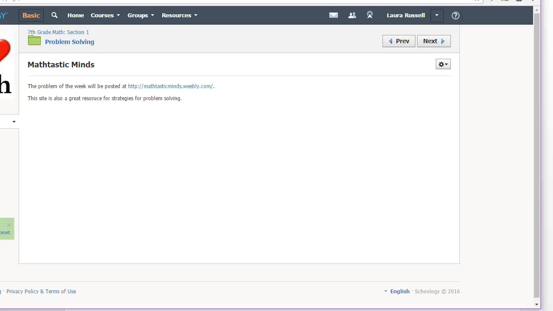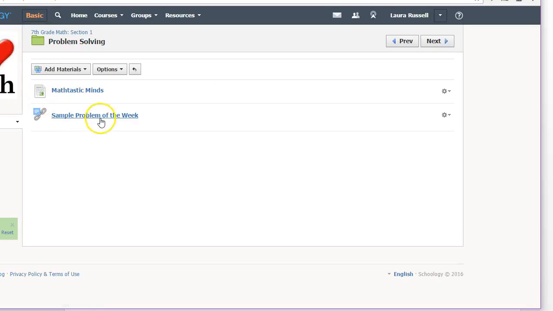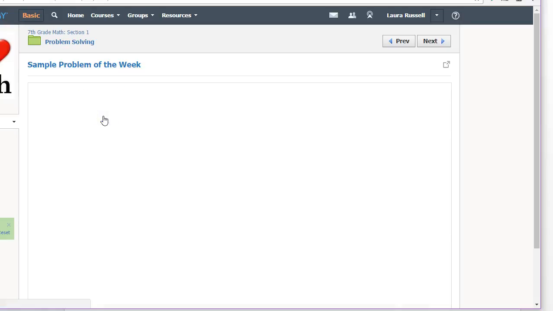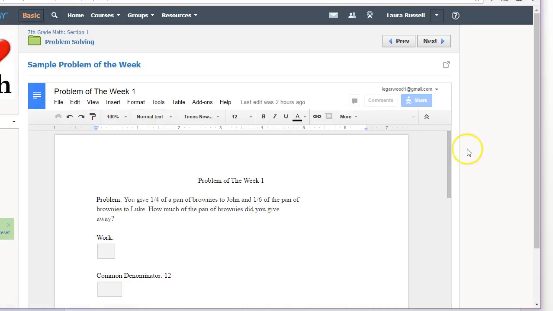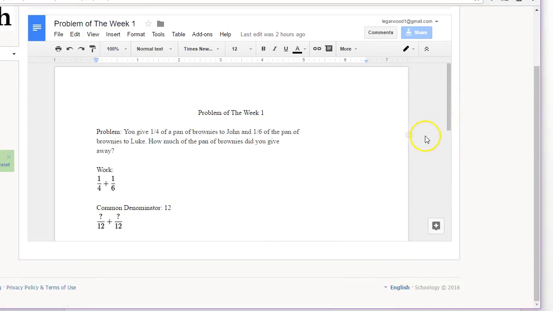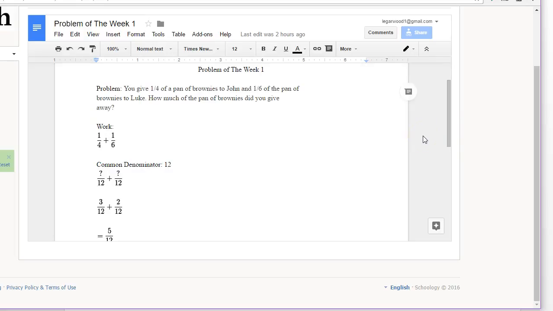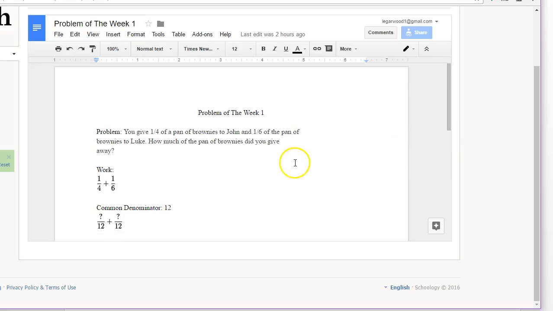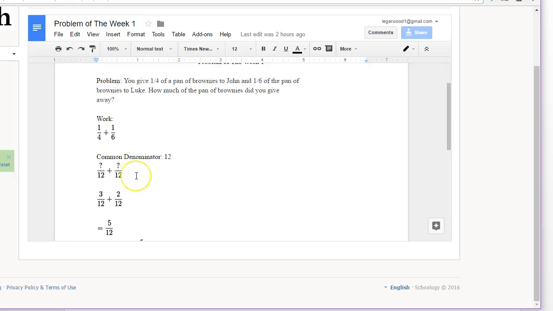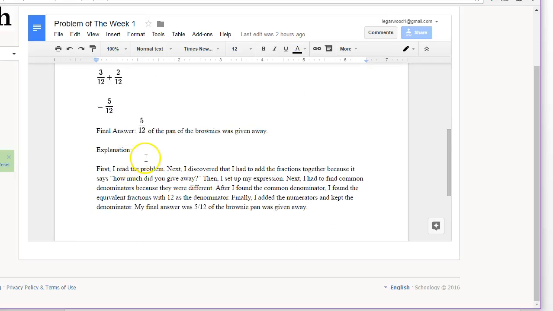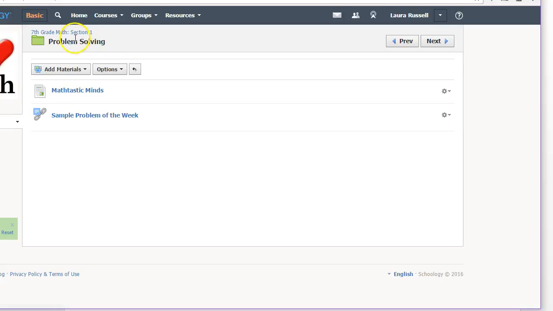And then I also have a file in here for a Google Doc. This is just a sample of what the students are expected to do for the problem of the week. So they're always expected to have a problem, they're expected to have their work written down, and they're expected to explain what they did and why they did it in words. So that's it for problem solving.